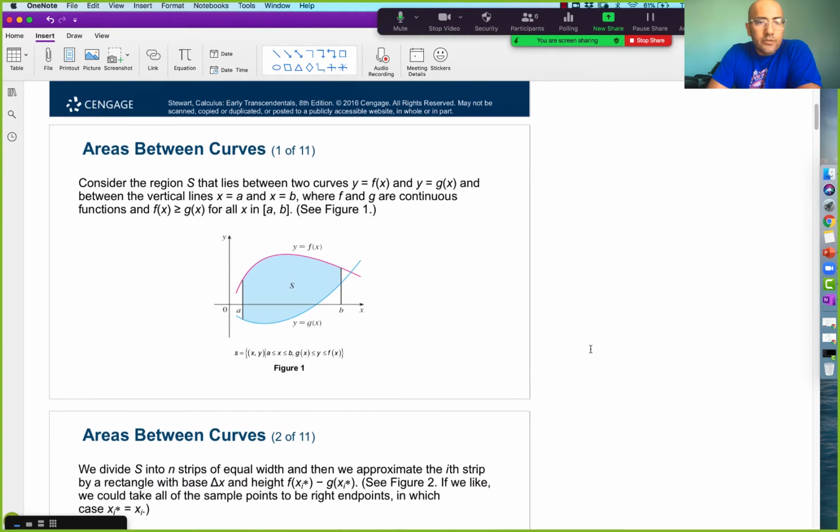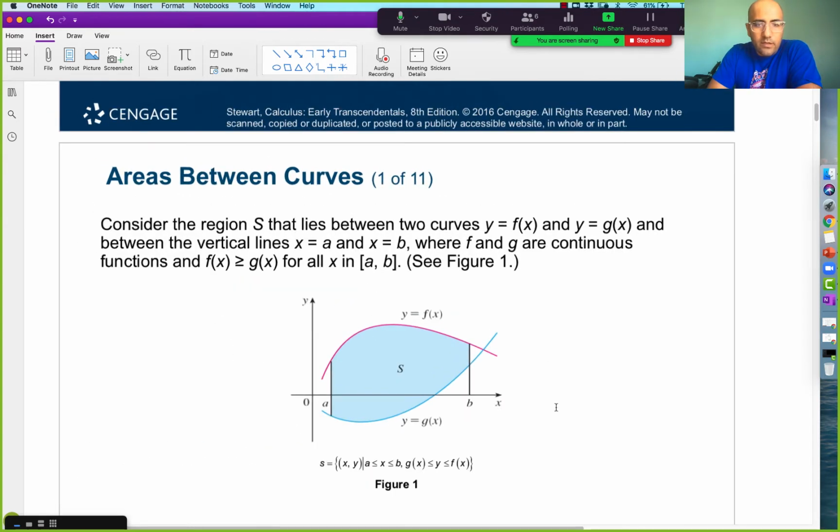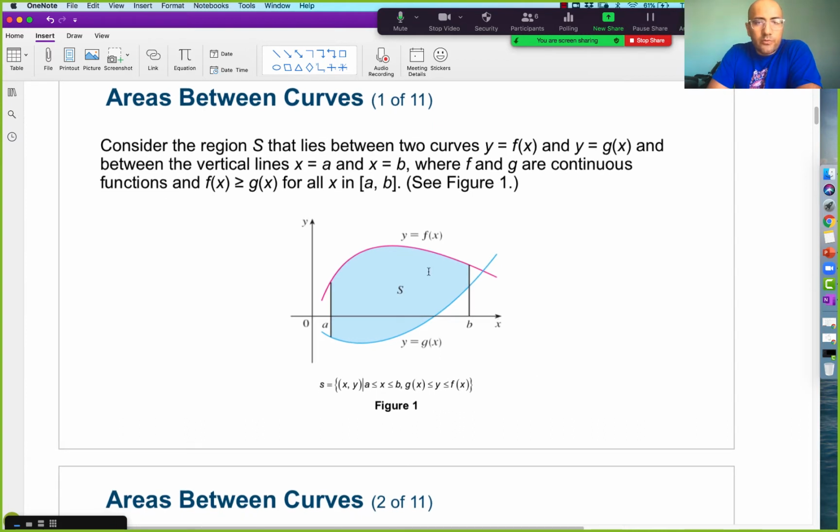Okay, areas between two curves. Consider something like this. Let me zoom in on it a little bit. So notice what we have here. We have a function here in red, this little red function, which is defined as y equals f of x. Right? We still have a y-axis and an x-axis as is traditional. And then we have this blue function over here, which is the g of x function, y equals g of x. Good. So we're interested in the area between these two functions.